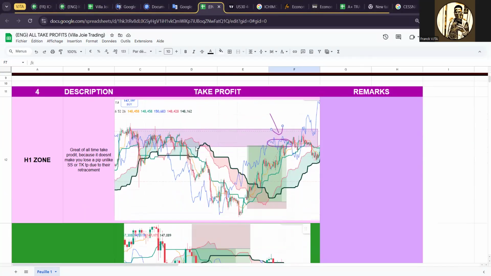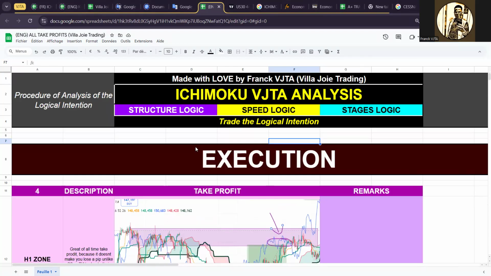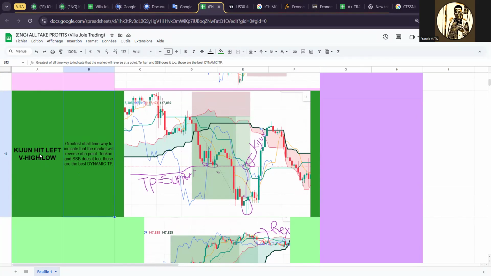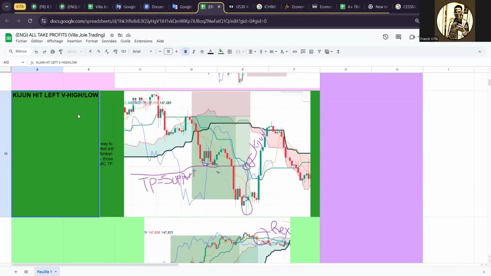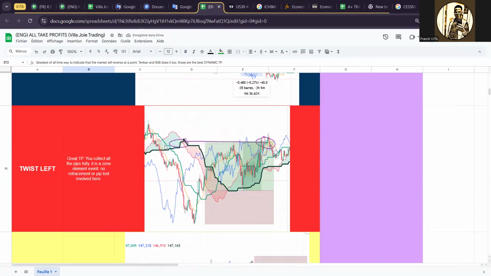The take profit. We have many take profits, right? We also have take profits that behave like horizontal principle, like the zones. You already know the take profit that is the zone. You have another take profit that is the Kijun hitting the left resistance, the left resistance, right? Support to the left. Let me talk to you about this one specifically because the other ones you already know.